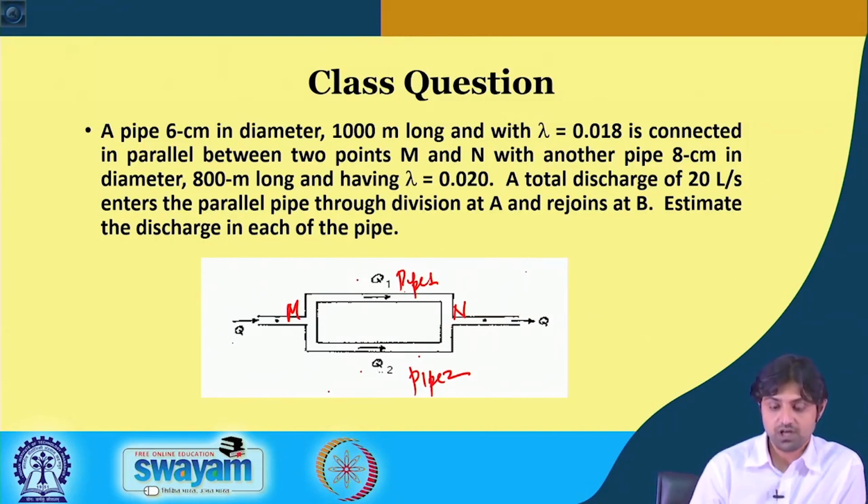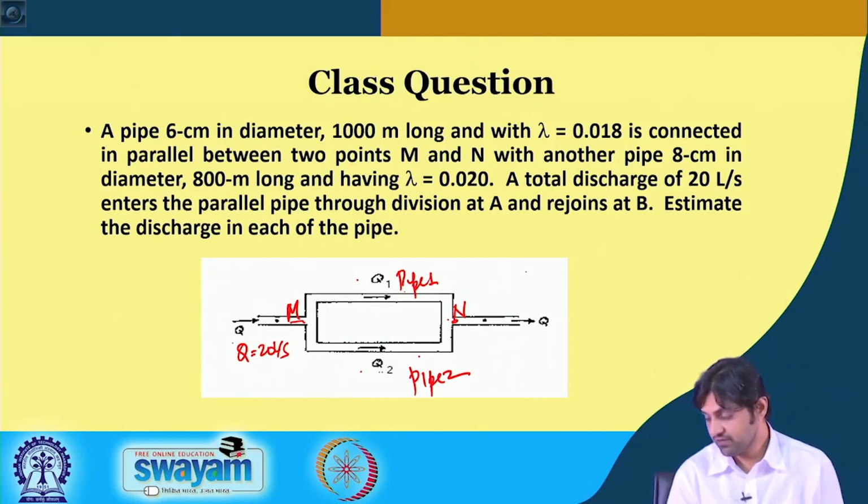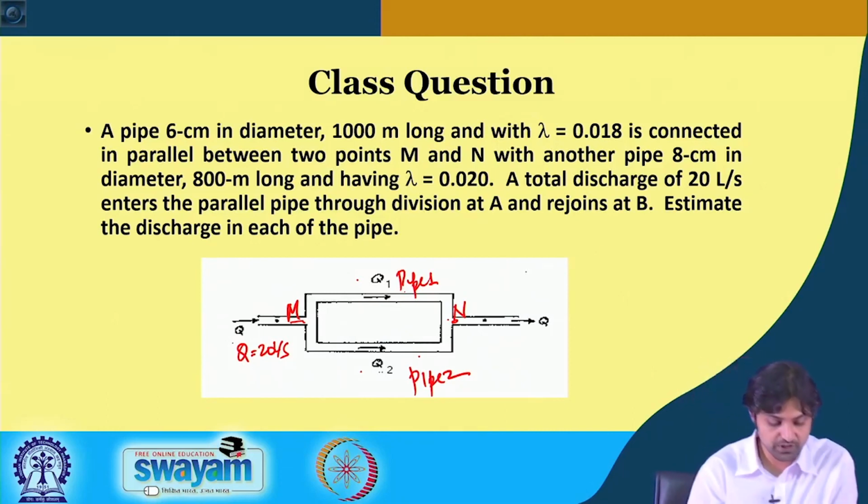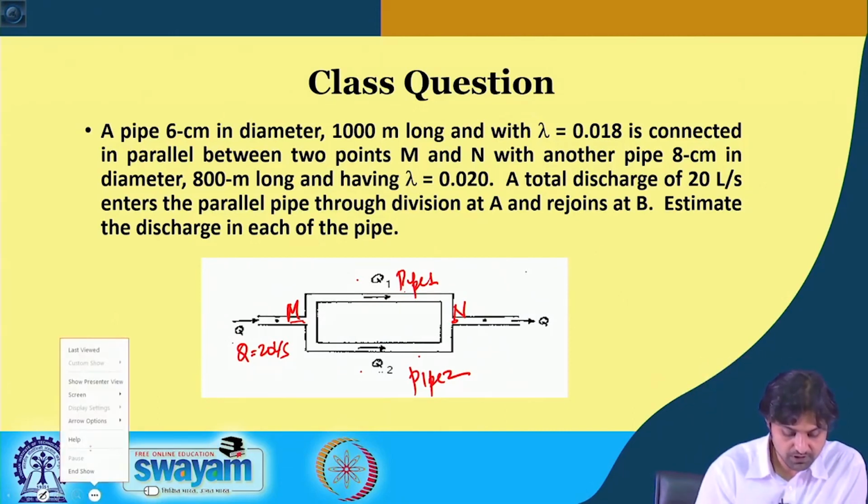A total discharge of 20 liters per second enters the parallel pipe through division at A and rejoins at B. So it enters here and it rejoins here. Estimate the discharge in each of the pipes. Very simple application of the concepts we have learned till now. So, we are going to solve this question.